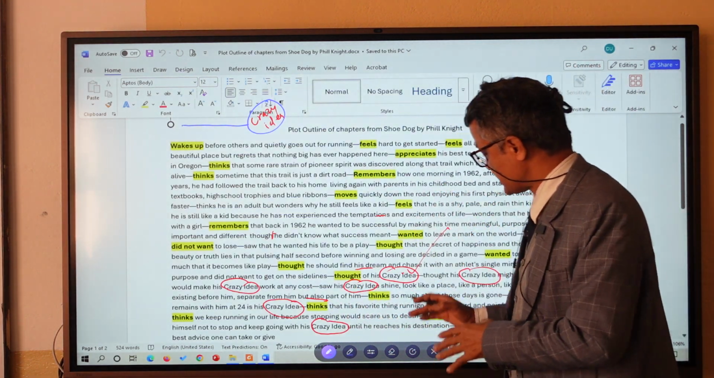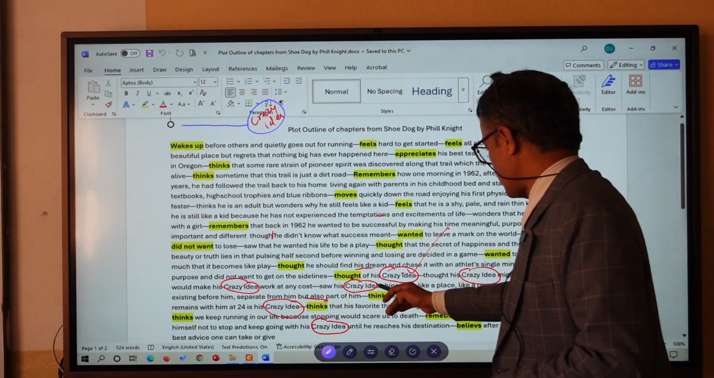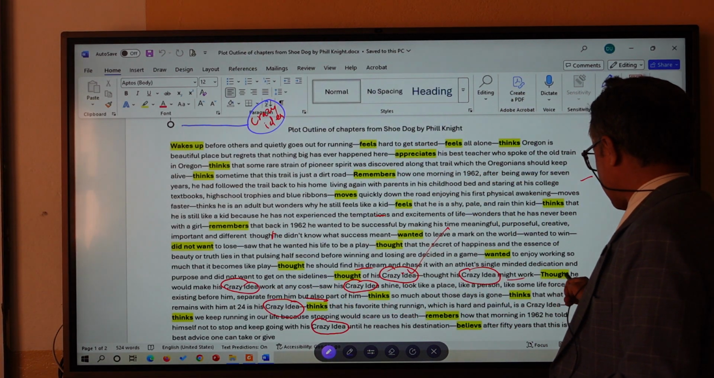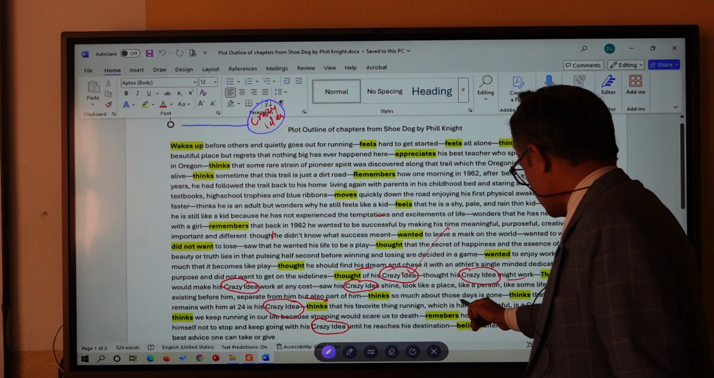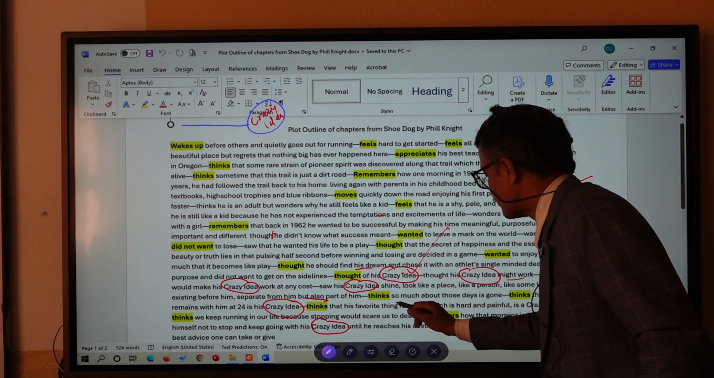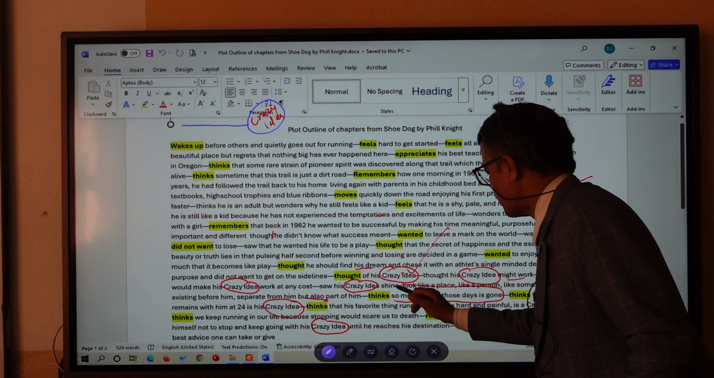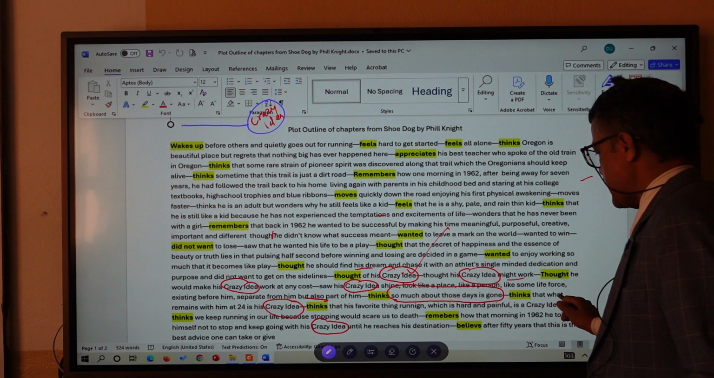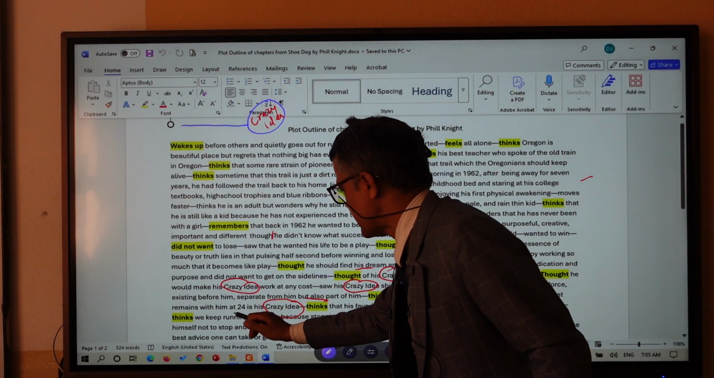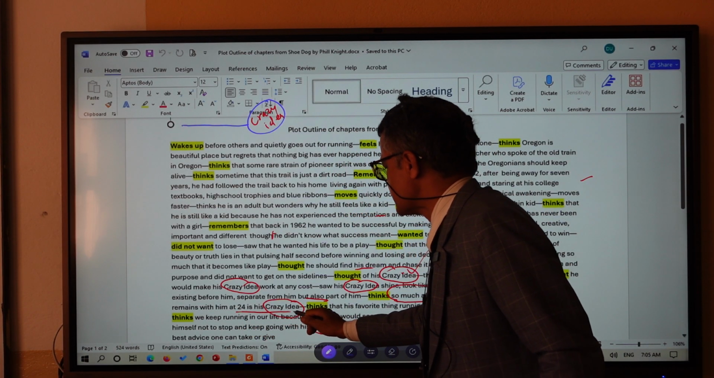Look how many times it is repeated. Again and again. He thought his crazy idea might work, and then he thinks so much about, oh yes, I got it here. So much about those days is gone. I was talking about this point: that what remains with him at 24 is his crazy idea.